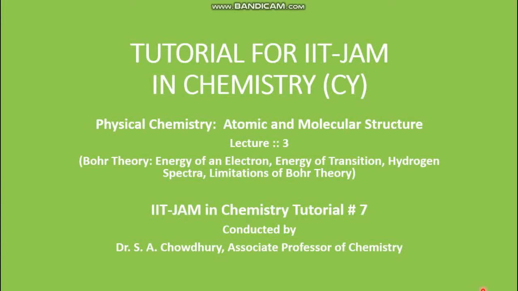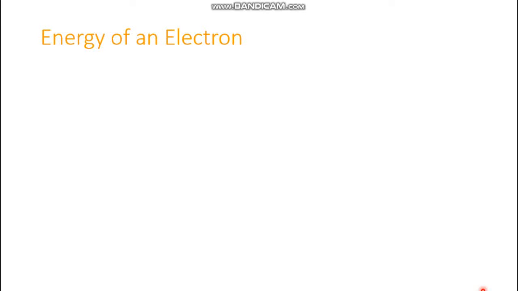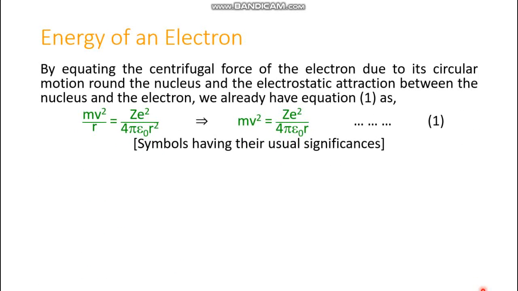Hello everyone, welcome to IIT-JAM in Chemistry tutorial number 7 and lecture number 3 of Atomic and Molecular Structure chapter. Here we are going to continue the Bohr theory, and in this context we are going to discuss energy of an electron, energy of transition of an electron, then hydrogen spectra, and finally the limitations of the Bohr's theory. Let's start from energy of an electron with the help of Bohr's theory.